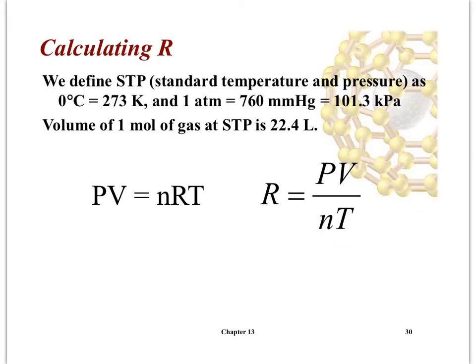Well, we know from the moles chapter that at STP, at standard temperature and pressure, 1 mole of a gas is 22.4 liters. So the 1 would be the moles, the 22.4 liters would be the volume, and standard temperature is 273 Kelvin, and then standard pressure could either be 1 ATM, 760 millimeters of mercury, or 101.3 kPa. So you can plug in whatever units of pressure you'd like with 22.4 liters, 1 mole, and then 273 Kelvin, and that will give you the value of R.